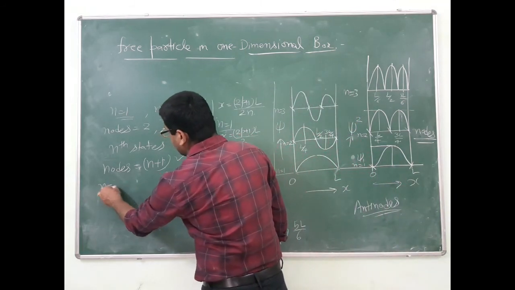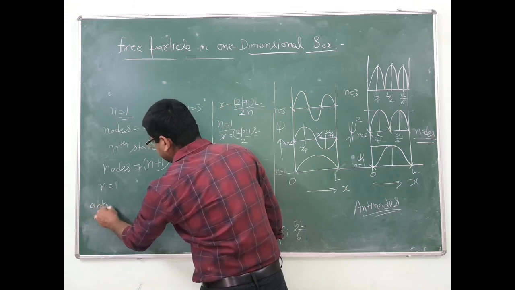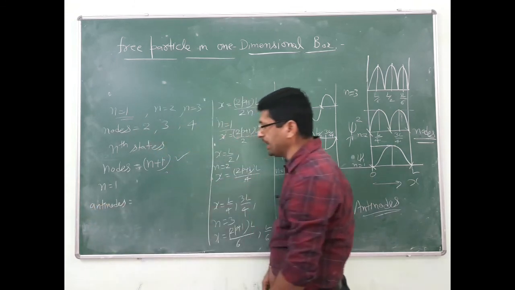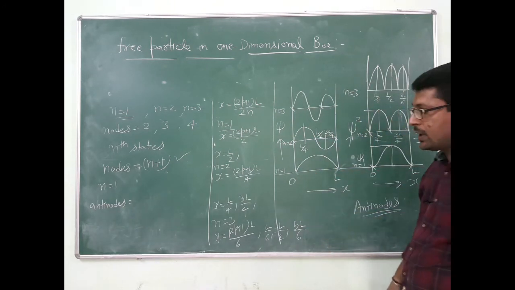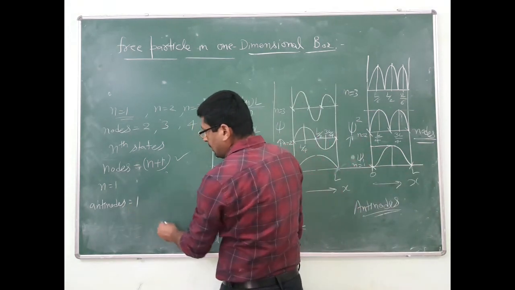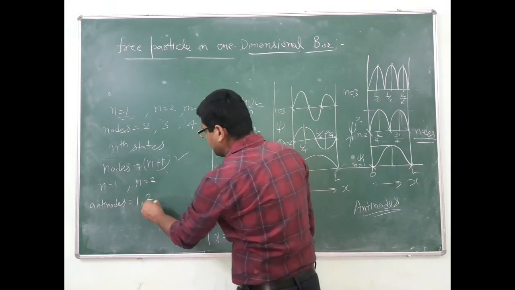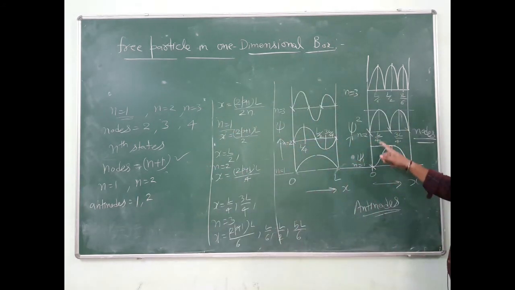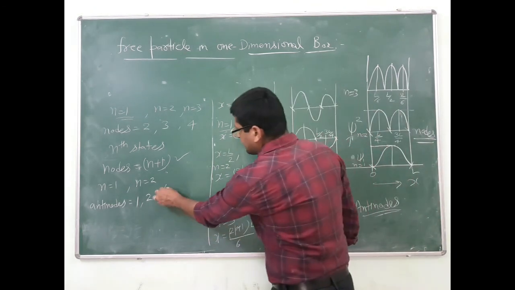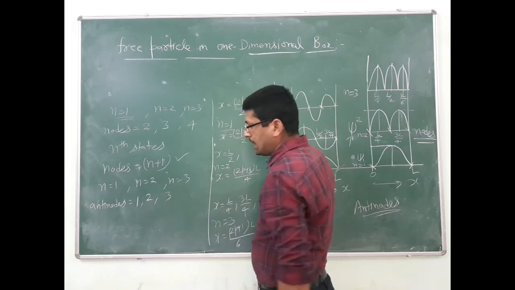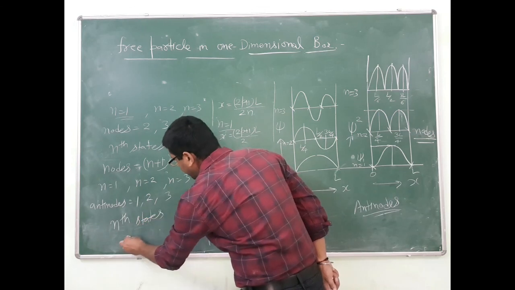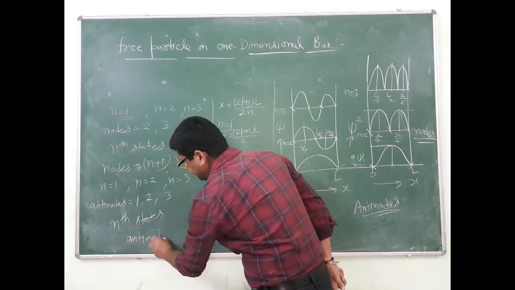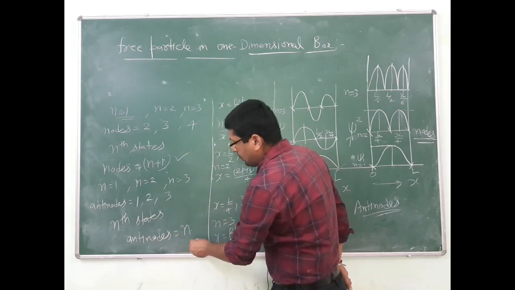Similarly, for n is equal to 1, if we talk about antinodes, how many antinodes were there? When n is equal to 1, there is only one position at which the wave function will become maximum, that is 1. For n is equal to 2, how many positions are there where the function will become maximum? There are 2 positions, L by 4 and 3L by 4. And similarly for n is equal to 3, how many? There are 3. So for the nth state, how many antinodes will be possible? There will be n antinodes.